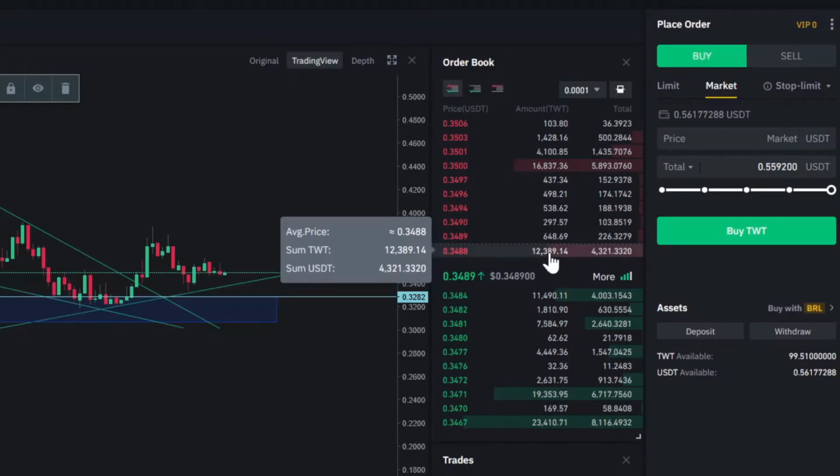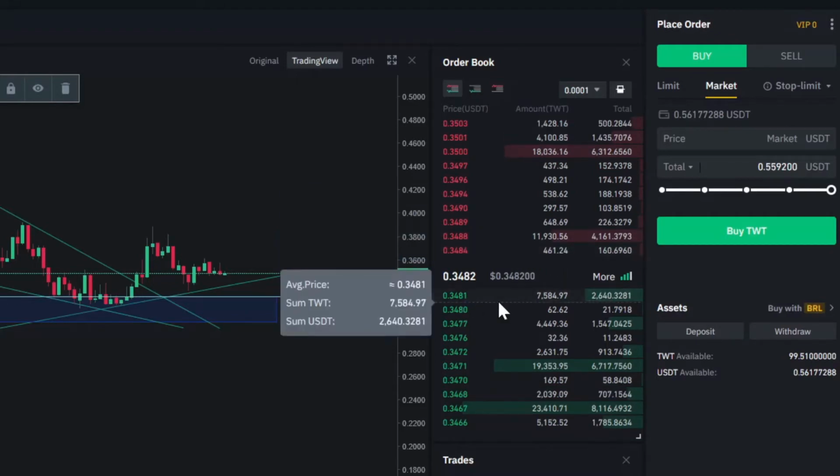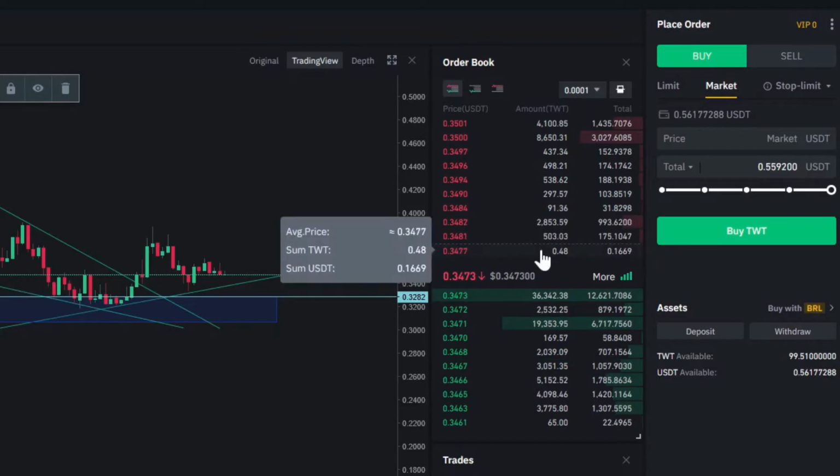So if you are buying like 20,000 TWT, this is not enough to fill your order. So it will take that amount, you will buy that amount, then it will go to the next price, or the next price line, in order to fill your entire order.